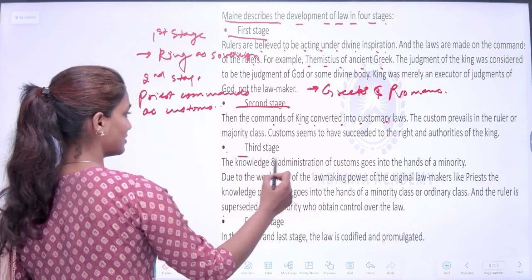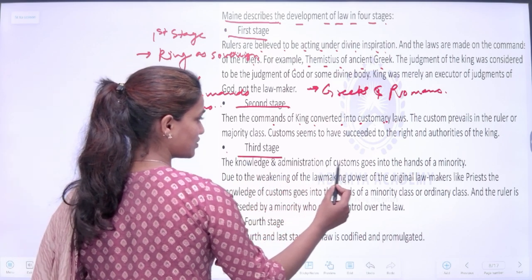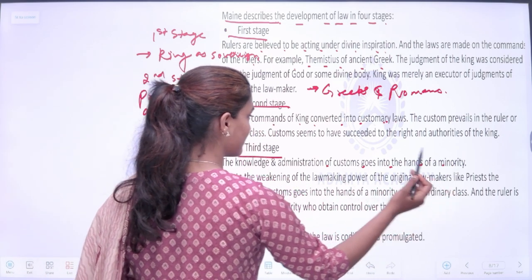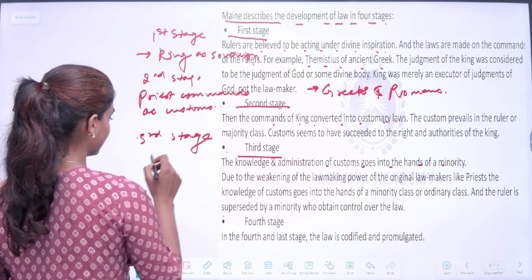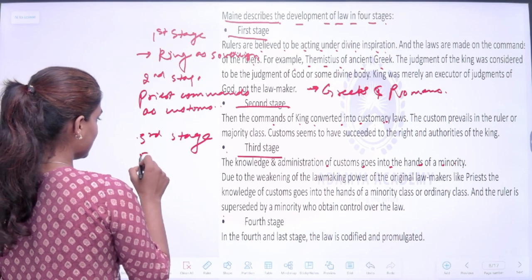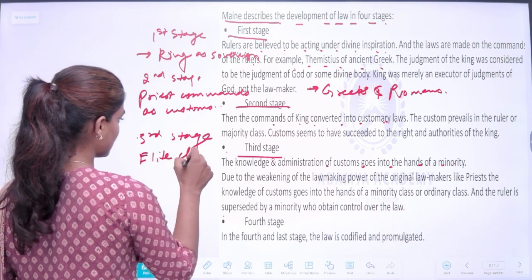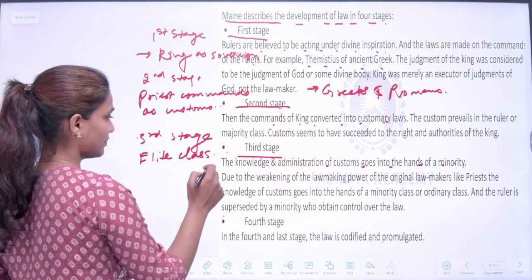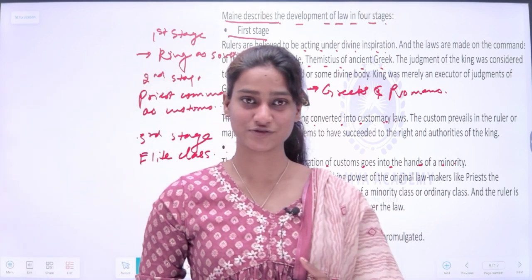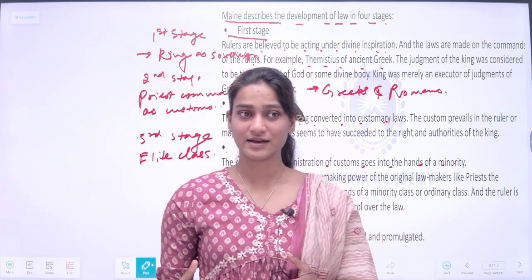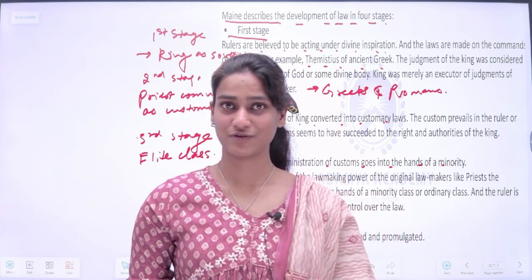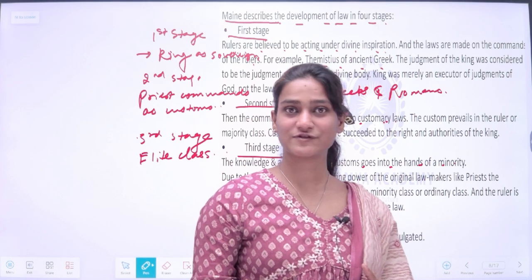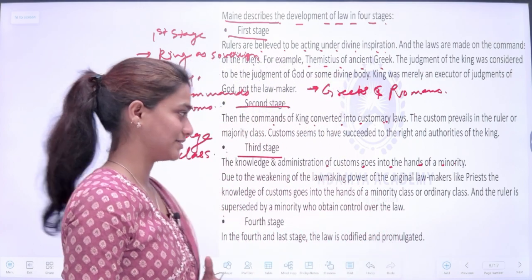Then comes the third stage. The knowledge and administration of customs goes into the hands of a minority. In the third stage, the elite class came into picture. So whatever the elite class or the minority class told the common men, they have to follow it. So this is the third stage of development.